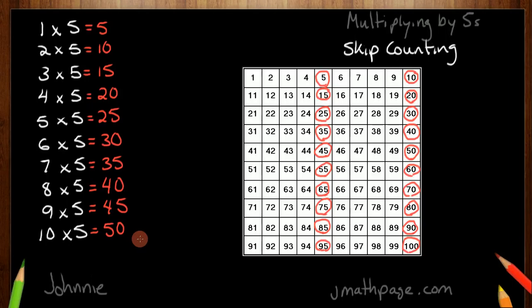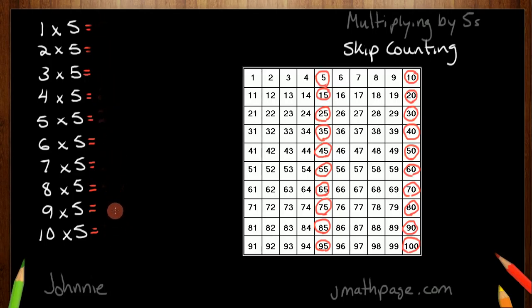I'm going to take them away though, and I want you to use the chart, or whatever you want to use, to remember what these multiples are. So let me take them away first. Okay, they're all going away. Now I'm going to call them out, and I want you to say what they should be. So, if I say 1 times 5, what is it?